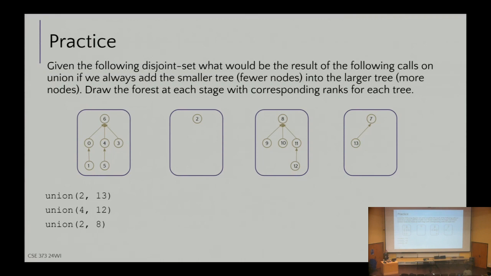Here is a disjoint set. It's got 4 separate tree sets in its one forest. Draw the final results of this disjoint set if you perform a union on 2 and 13, a union on 4 and 12, and then a union on 2 and 8. But make sure that you always add the smaller tree, the one with fewer nodes, into the larger tree, and make the smaller tree's overall root point to the larger tree's overall root. And remember, you can have infinite children. Go ahead, take 3 minutes, chat about it.